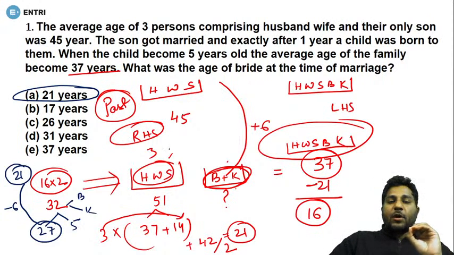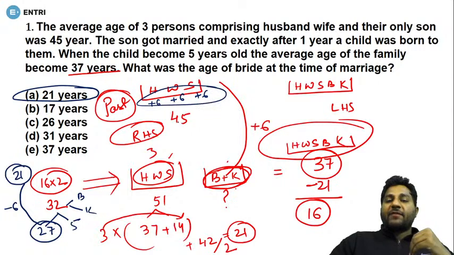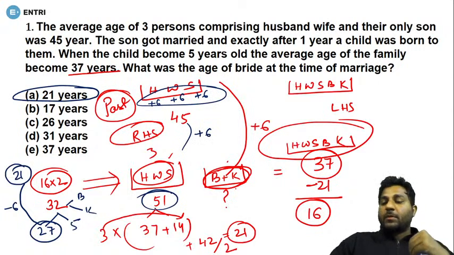Look, first of all, what we have to do is bring the husband, wife and son's ages to the present. So we will add 6 years in each. That means the average age will increase by 6 years as well. That means it will become 51.